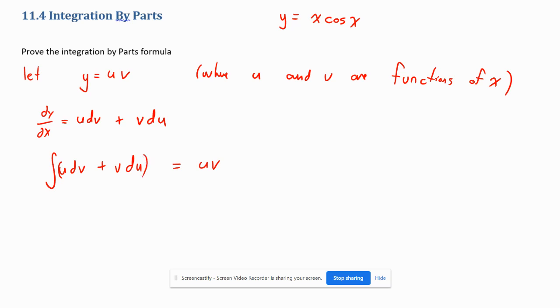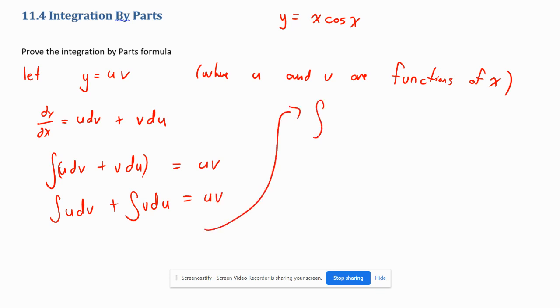Now, there's brackets over here. We had a rule, guys, that if you were taking the derivative of two things that you're adding, I can just take the antiderivative of this part and the antiderivative of this part over here. So I'm just going to do that. So this is going to be the integral of u dv plus the integral of v du equals uv.